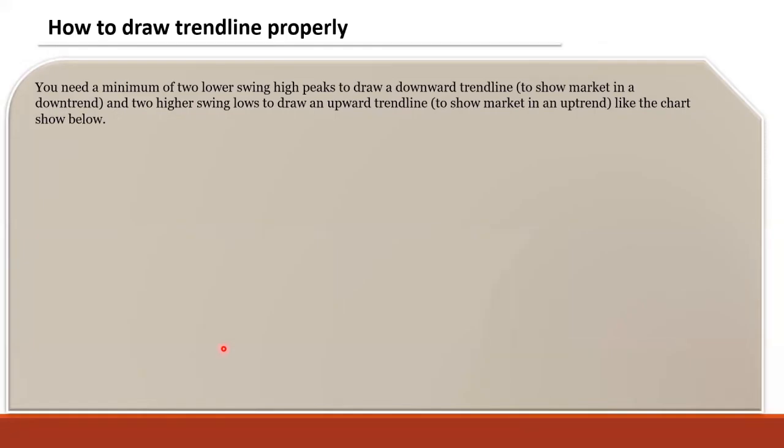Now, how do we draw a trend line properly? You need at least a minimum of 2 swing lows, or 2 lows where the current low is higher than the previous low, and then you draw your trend line. So something like this. Let's say price starts from here. So price goes from a low to a high.